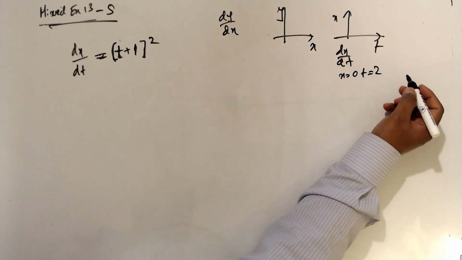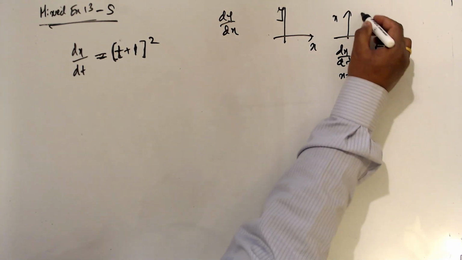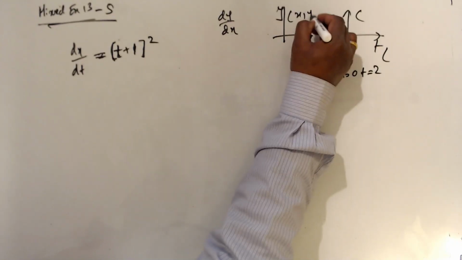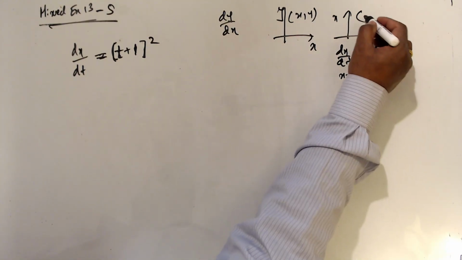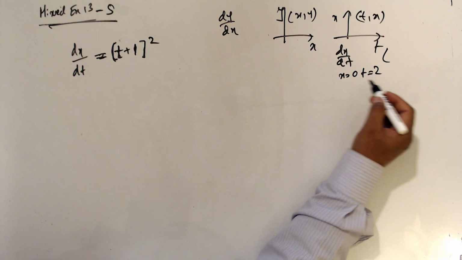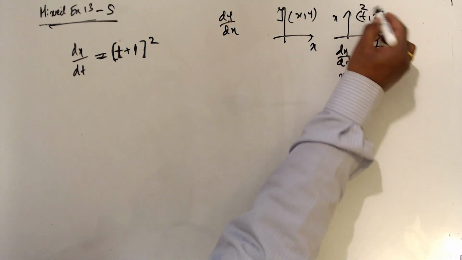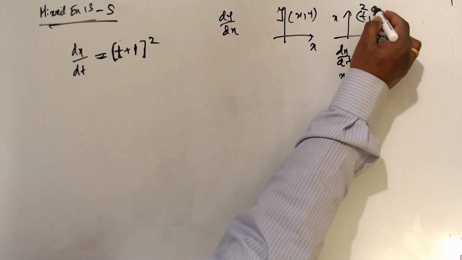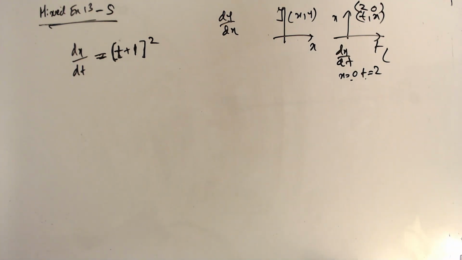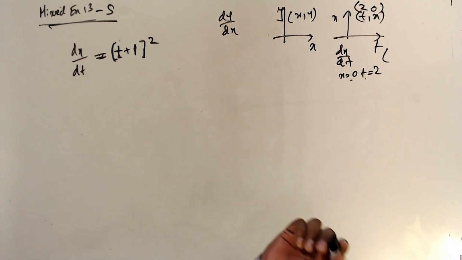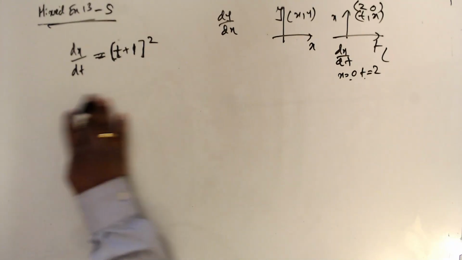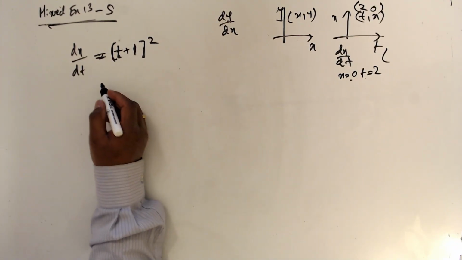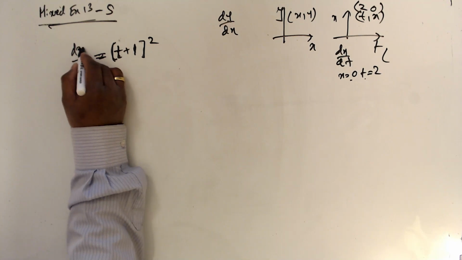t equals 2. So it means this coordinate is xy. What is this coordinate? t, x. Then t equals 2, x equals 0. This is the (2, 0) coordinate that is given. We'll work out this one. So we need x.